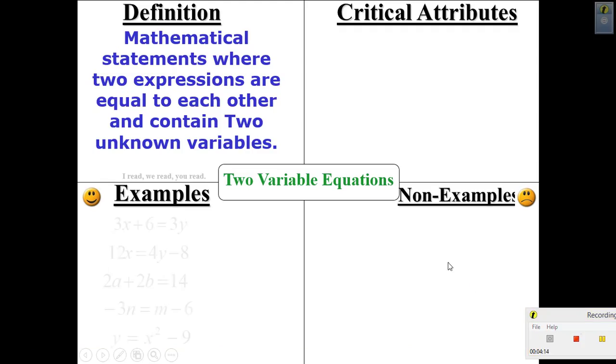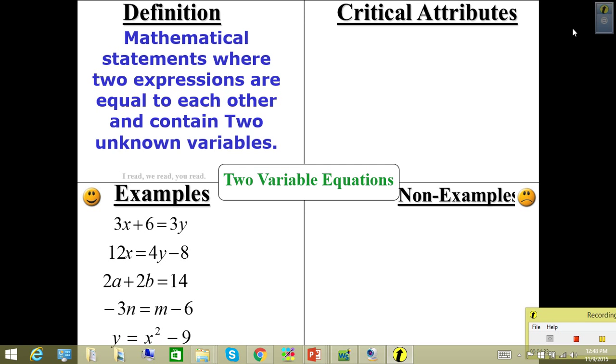Examples. Copy this. 3x plus 6 equals 3y. 12x equals 4y minus 8. 2a plus 2b equals 14. Negative 3n equals m minus 6. y equals x squared minus 9. Copy those. Then I'll go over the definition, including the examples.